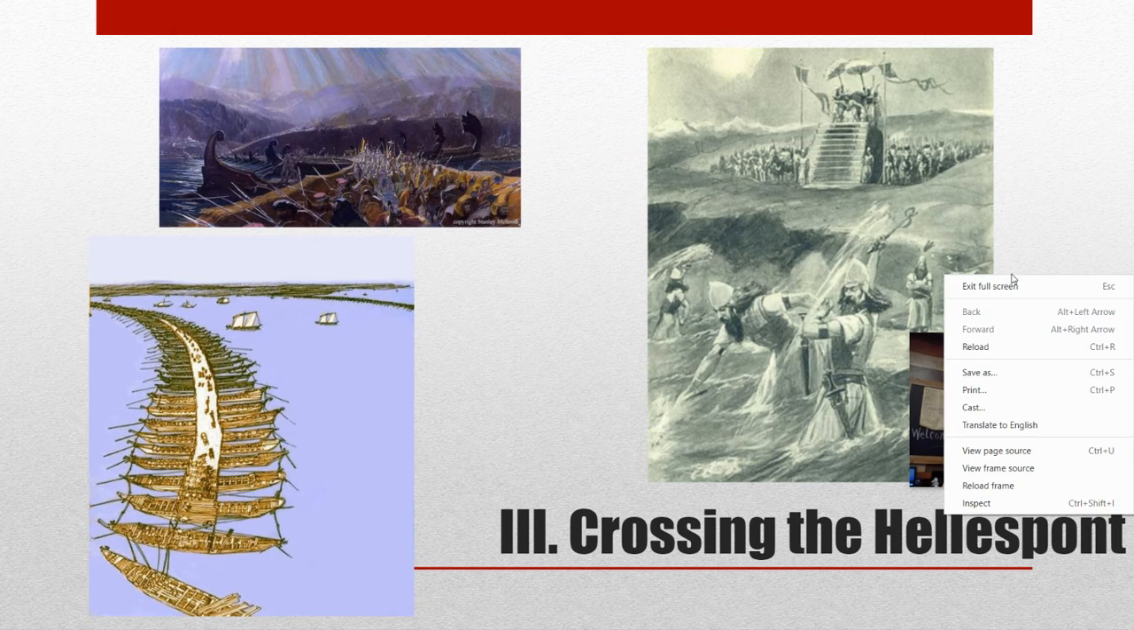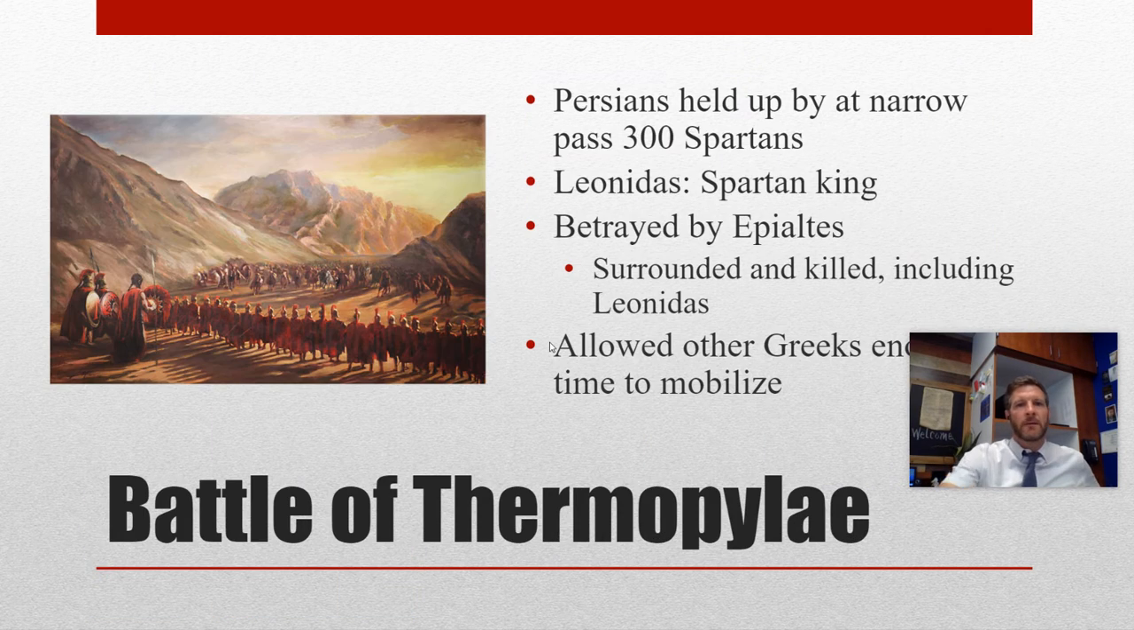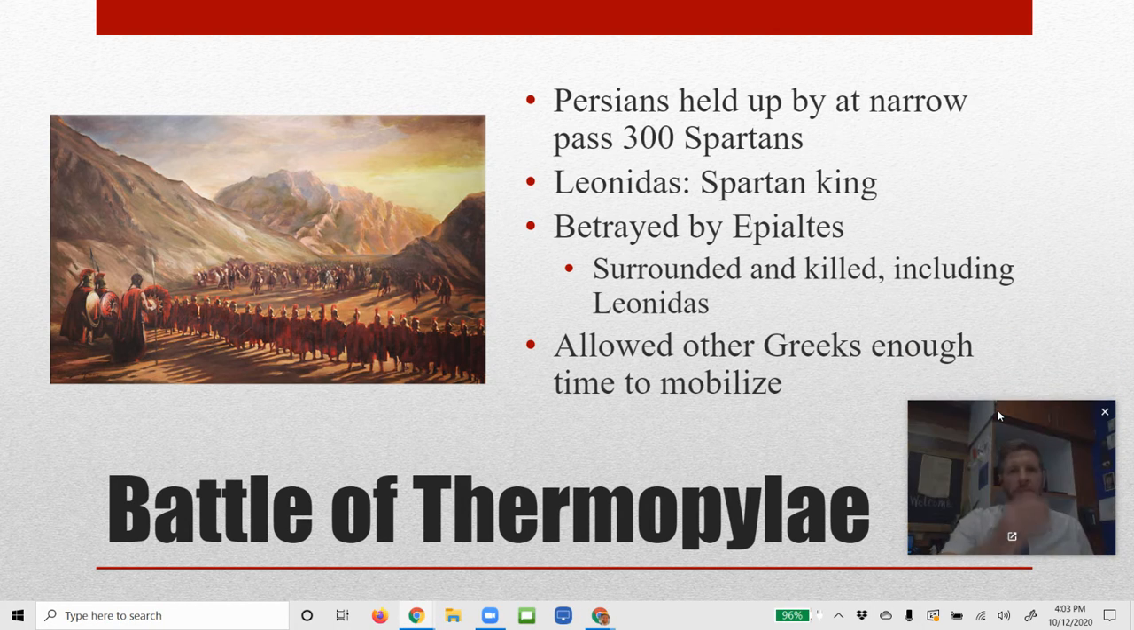Okay. The first battle that takes place during this invasion, after they cross that Hellespont, is the Battle of Thermopylae. And so in order to get down into the Greek peninsula, there's this narrow road that goes between the oceans and the mountains. And that was a place of hot springs called Thermopylae, or kind of the hot place.